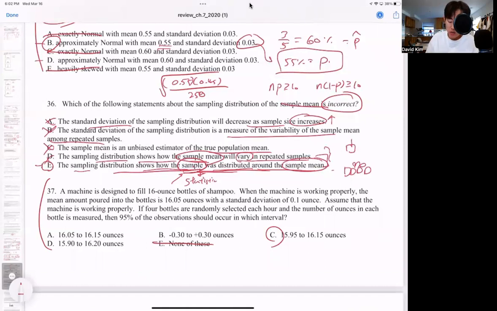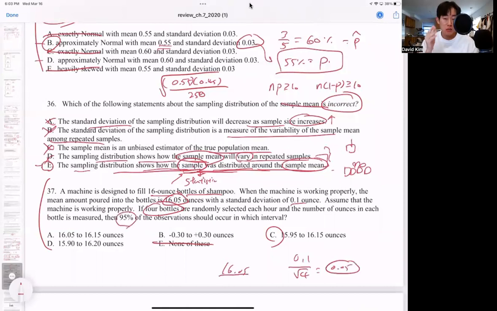A machine is designed to fill 16-ounce bottles of shampoo. That's just a description of how the shampoo works. You have a mean of 16.05 with a standard deviation of 0.1, which means when you take this 0.1 and you take 4 bottles as a sample size, you divide by the square root of 4, which gives you 0.05. Your standard deviation is 0.05.